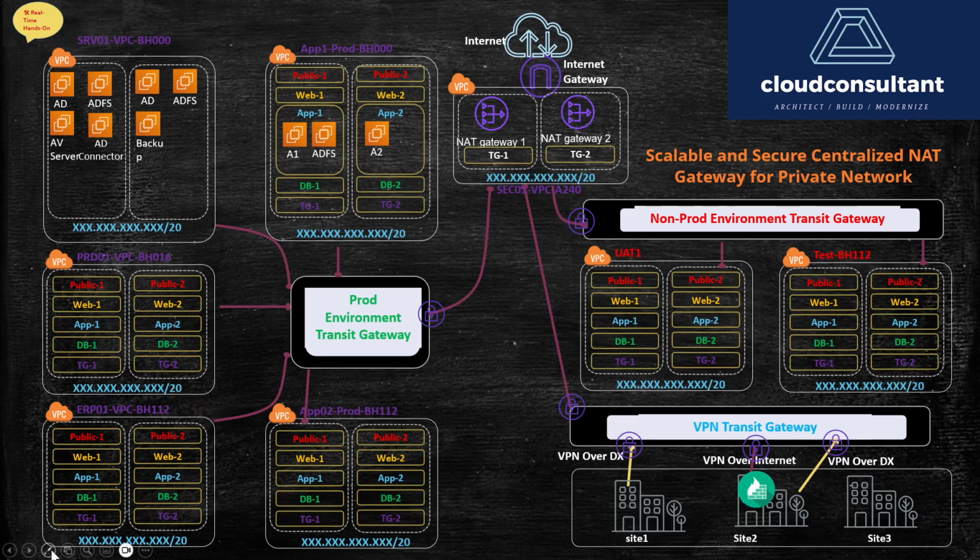So yes, these VPCs are connecting to the production transit gateway, and from the transit gateway it will be forwarded to the NAT gateway. Here, in today's video I'm going to talk only about the NAT gateway, and why we are having this centralized NAT gateway.